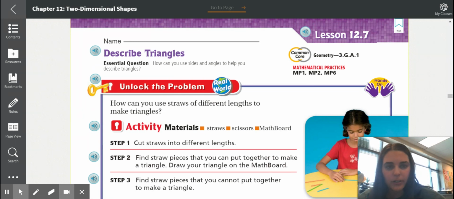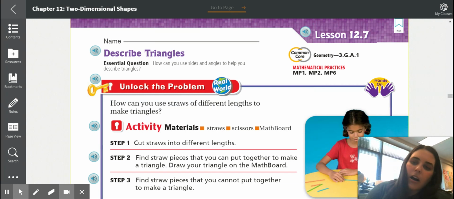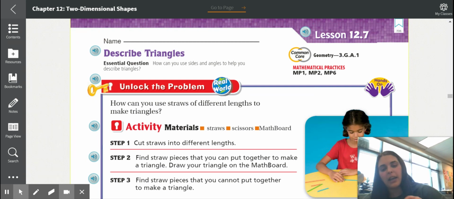All right, so we are on lesson 12.7. That starts on page 735. And the lesson is called Describe Triangles. And our essential question is, how can you use sides and angles to help you describe triangles?